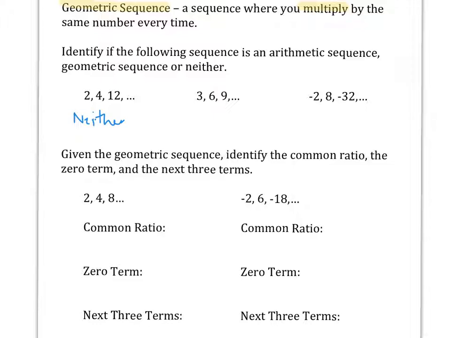The next example, 3, 6, 9, we are adding 3 each time. So this would be arithmetic. And with this third example, from negative 2 to 8 and 8 to negative 32, it appears that we are multiplying by negative 4. So because we're multiplying by the same term each time, this is geometric.